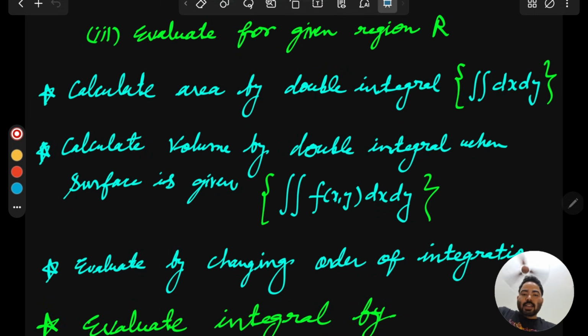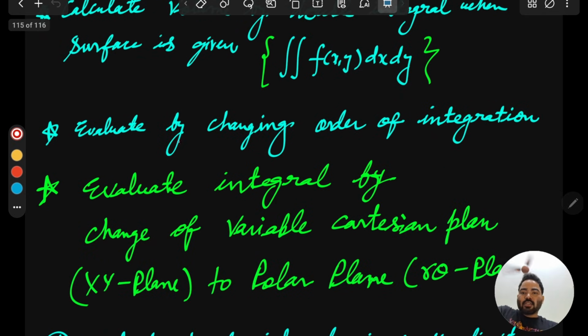And after that we will discuss how we can use the double integral for finding the volume. Here, if we put the function z = f(x, y), that z represents the height, so this will give you the volume of that surface. And after that we will discuss how we can evaluate the integral using the change of order of integration.